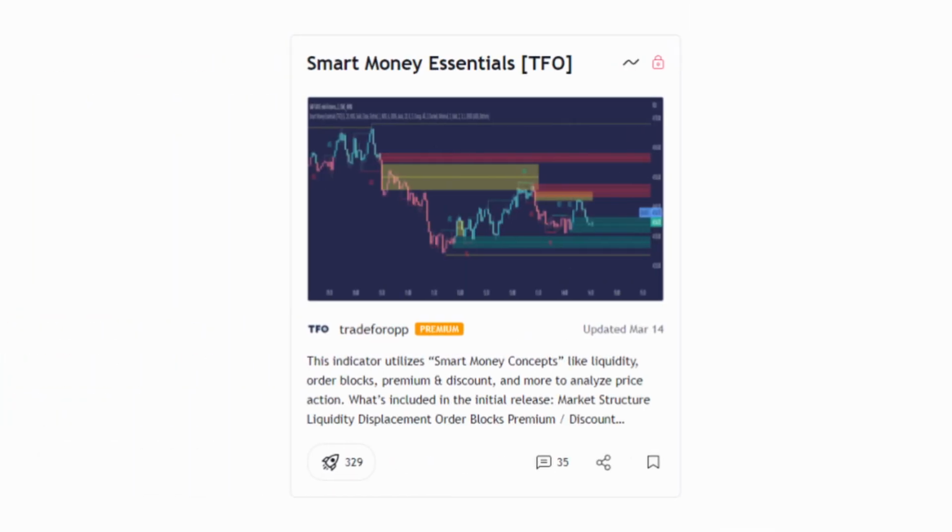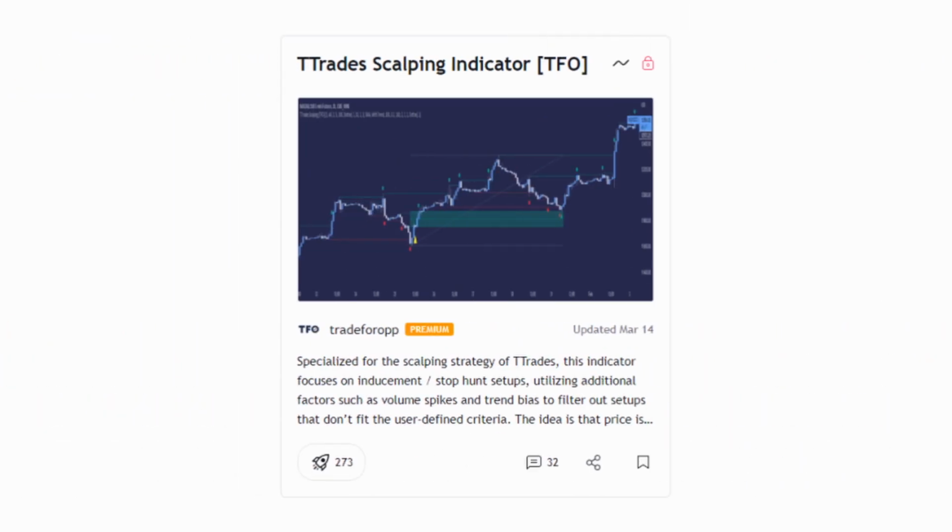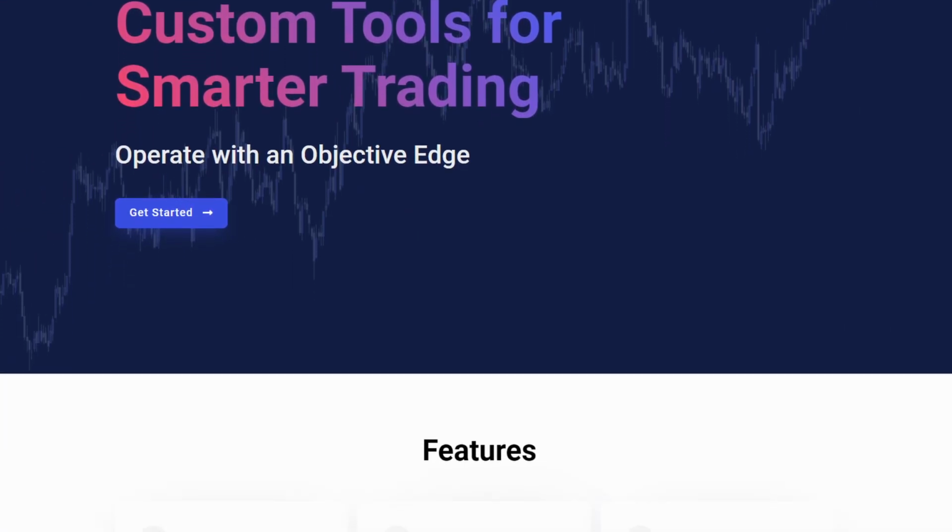I spent the last 6 months making super comprehensive TradingView indicators for smart money concepts, and I'm super excited to announce that they're finally available for access.